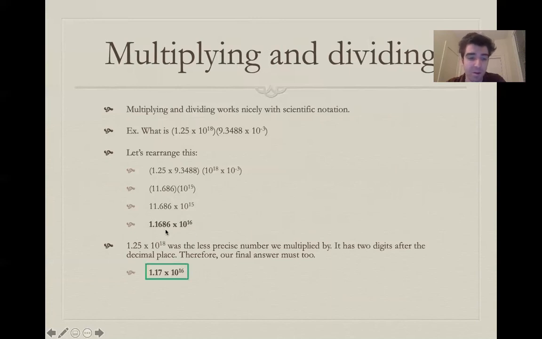So instead of 1.1686, we're going to go to 1.17. Okay, the exponent always stays the same during the rounding step, right? This should not change. Okay, and that's it.